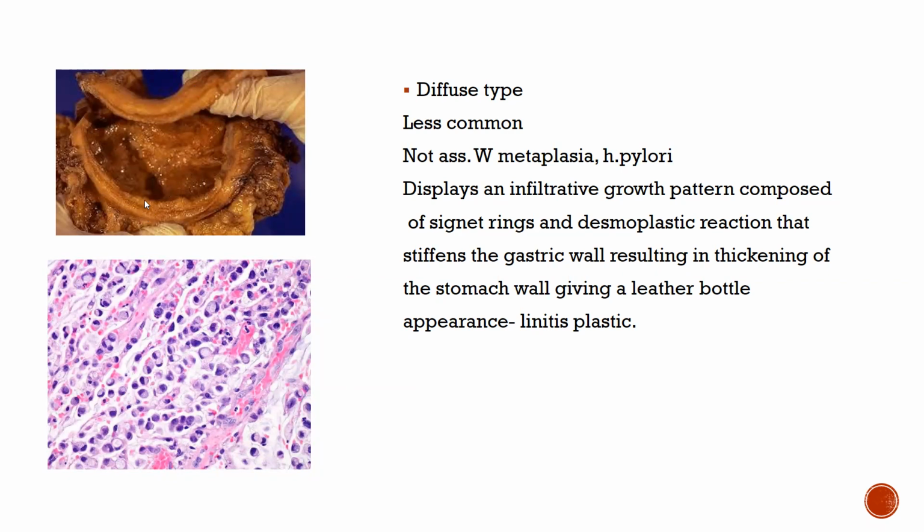You'll see a thickening of the stomach wall, caused by what? A desmoplastic reaction. This one stiffens the gastric wall, resulting in thickening of the stomach wall, giving a leather bottle appearance, something called linitis plastica. I don't know why I wrote plastic. It's plastica. I'll correct it later.